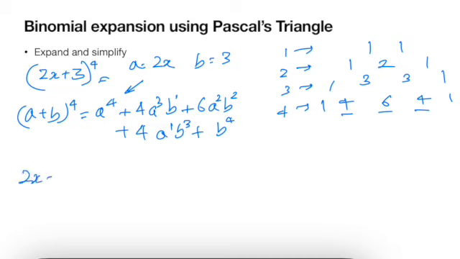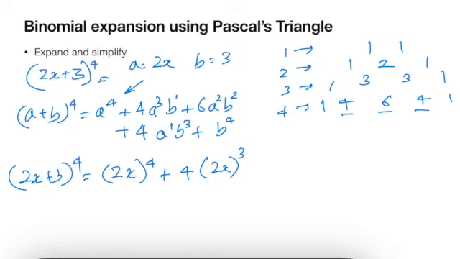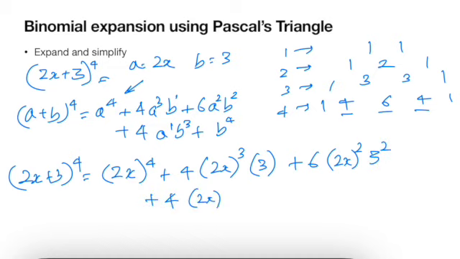(2x plus 3) whole to the power 4 will become (2x) whole to the power 4 plus 4 into (2x) whole cube into 3 plus 6 into (2x) square into 3 square plus 4 into 2x into 3 cube plus 3 to the power 4.